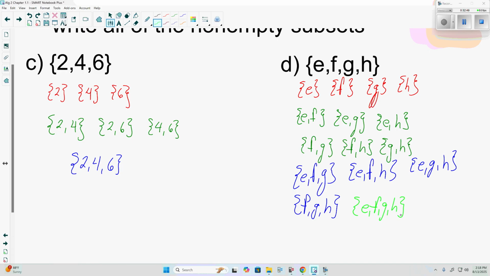You ready to do 6? No? Okay. Nope, that's it. We're only doing 4. We're not going to do 5 or 6 because, again, the more elements we add, the bigger the number of subsets that we have.